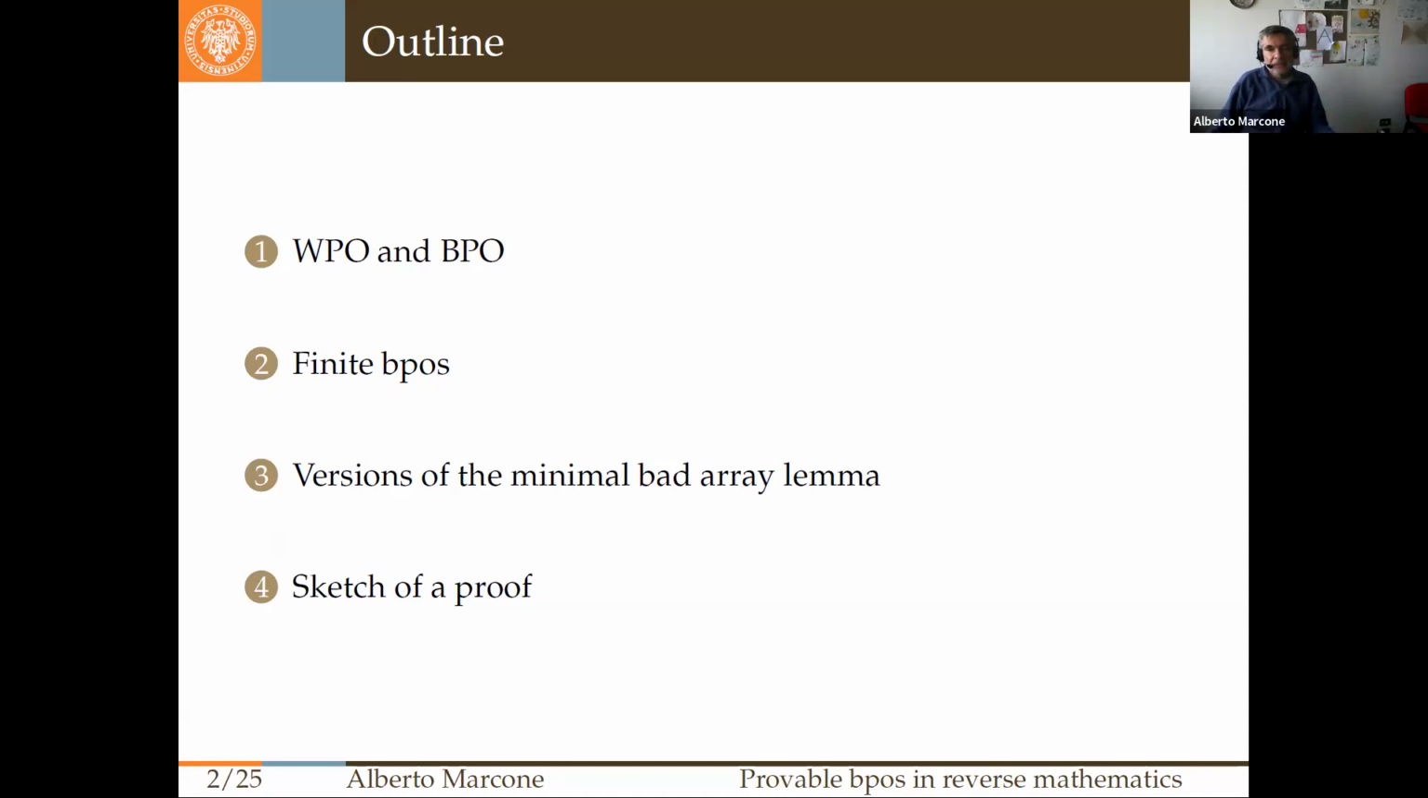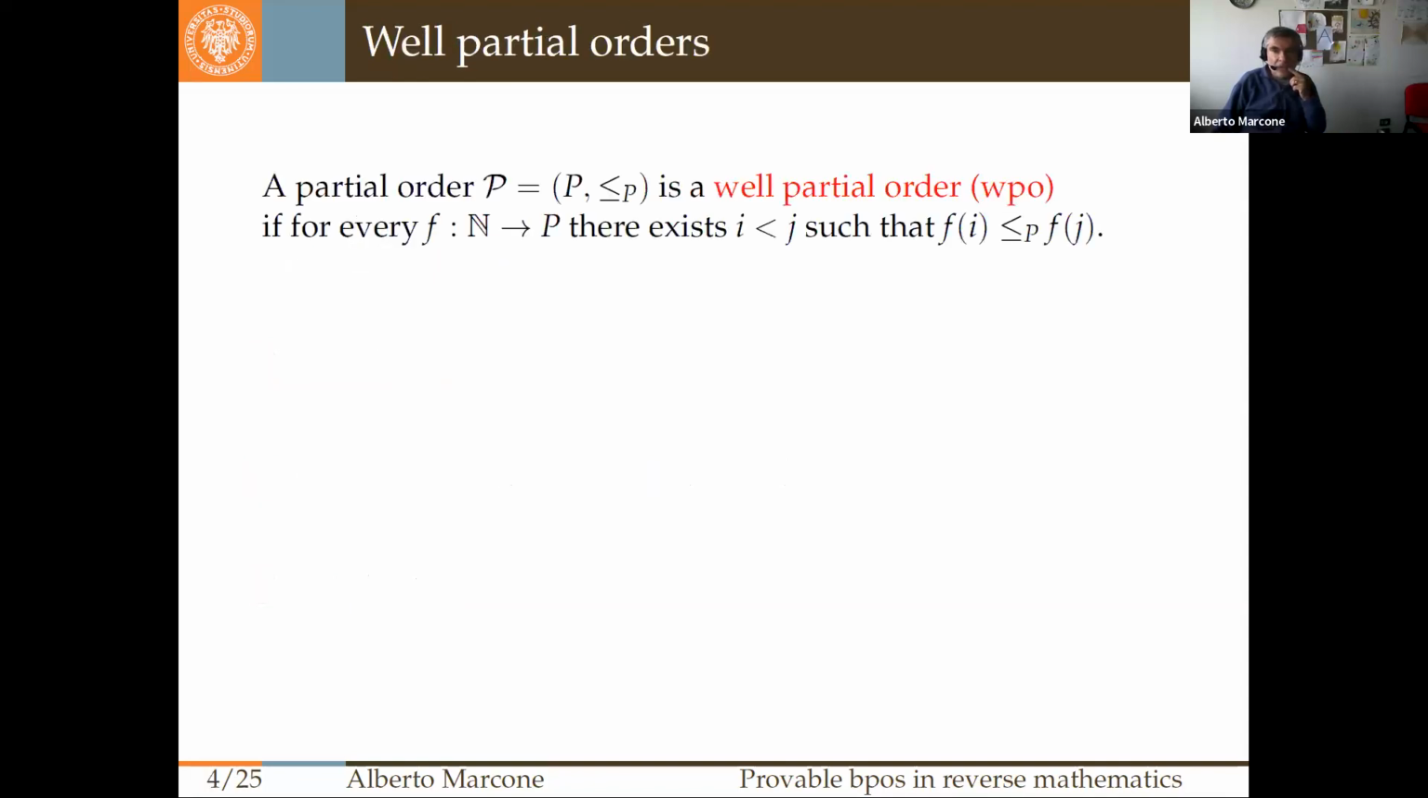And I think with those results I will also be able to explain what we got about different versions of the so-called minimal bad array lemma, which is a basic tool in better partial order theory. And if time allows, I'll try to sketch one of the main proofs of our work. So, okay, let's start with well partial orders and better partial orders.